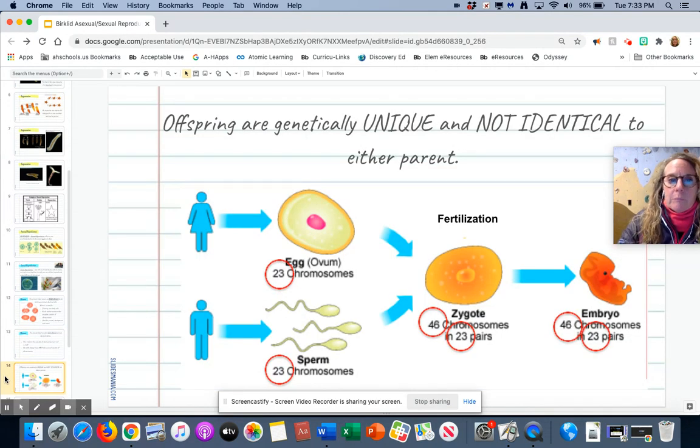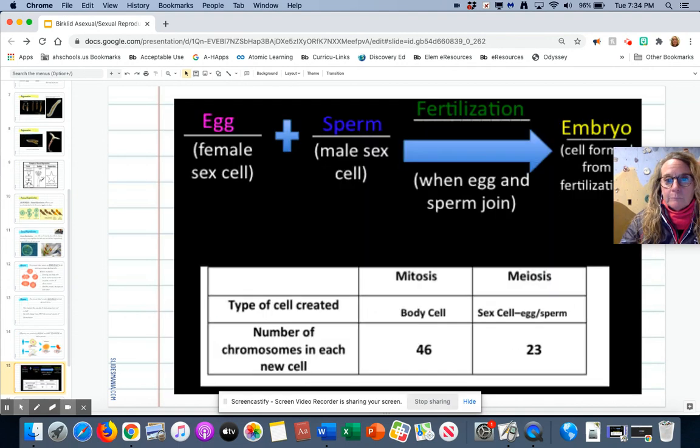So here's an example. In this case, remember that offspring that are created through sexual reproduction are unique. They are not identical to each parent because they get some chromosomes from mom and some chromosomes from dad. So you get 23 of your chromosomes from mom in the egg. You get 23 of your chromosomes in the sperm from dad. And when there's a fertilized egg called a zygote, you have 46 chromosomes in 23 pairs, and then that develops into the embryo and the baby.